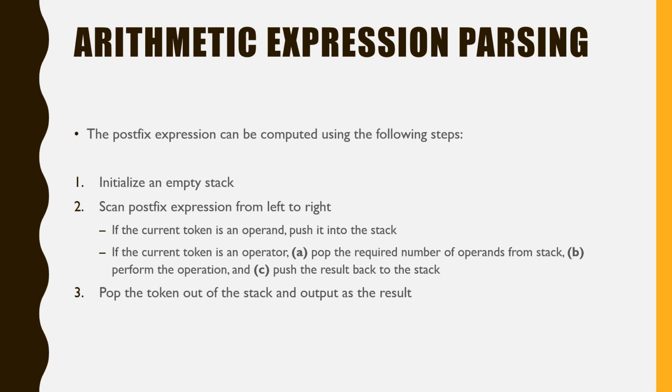Second, scan the postfix expression from left to right. If the current token is an operand, push it into the stack. Otherwise, if the current token is an operator, pop the required number of operands from the stack, perform the operation, and push the result back to the stack. In our example, most of the operators are binary operators, which means the required number of operands is 2. For some unary operators, such as the square root operator, you just need to pop 1 operand. Finally, pop the token out of the stack and use it as the final result.